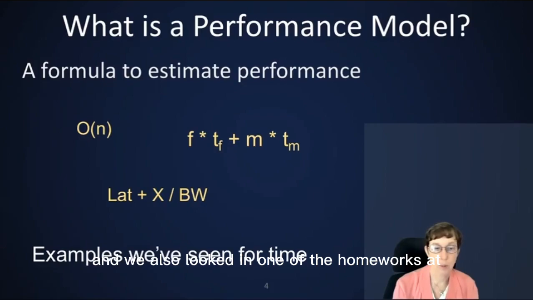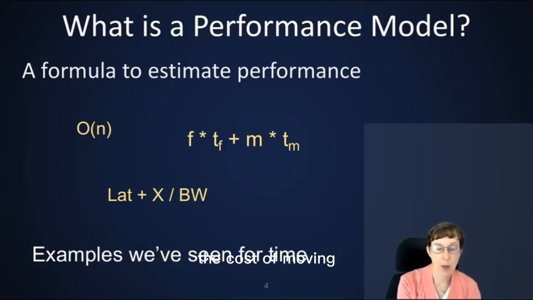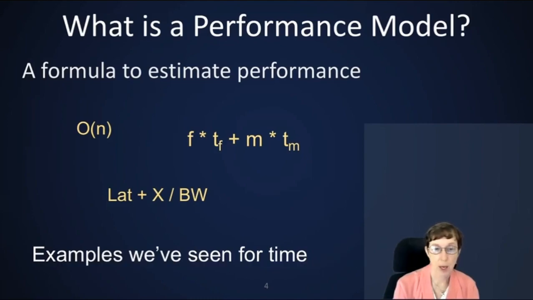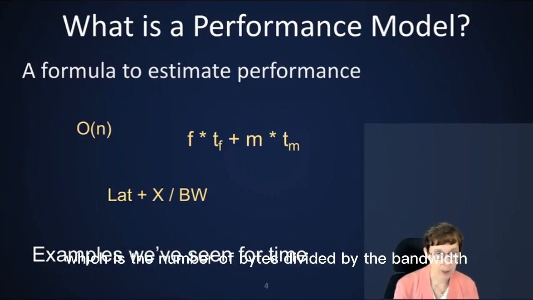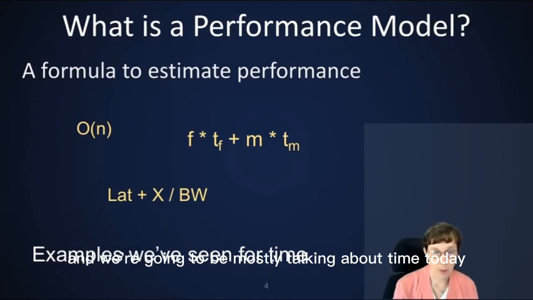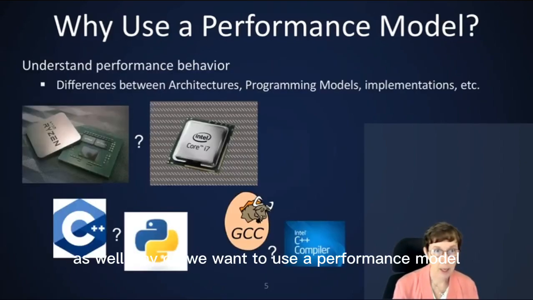And we also looked in one of the homeworks at the cost of moving data from the disk to main memory, which was captured, as opposed to having a single constant cost per memory operation or per word, with both a latency cost, which is fixed per transfer, and then the cost per byte, so X over the bandwidth, which is the number of bytes divided by the bandwidth. So these are some of the examples that we've seen for time. And we're going to be mostly talking about time today as well.